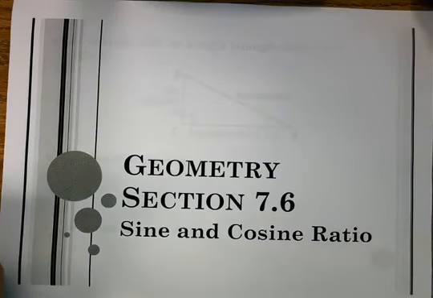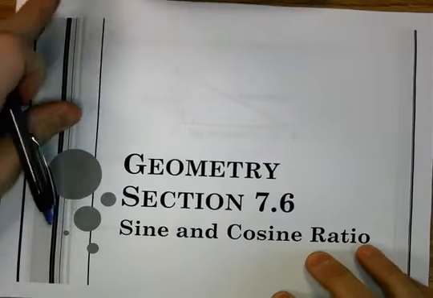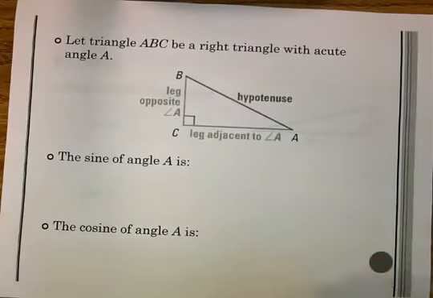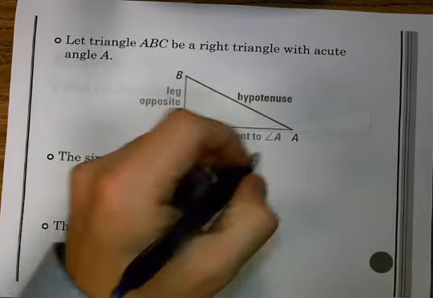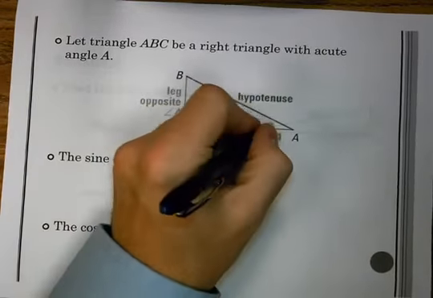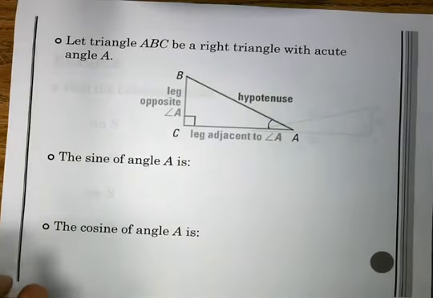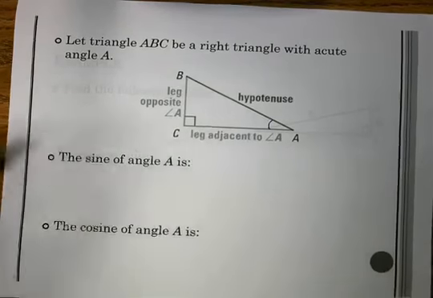In section 7.6, we're looking at sine and cosine ratio. In 7.5, we looked at tangent ratio, which was our first of our three trig ratios. This section, we finish it up. So, if we look at where we're starting here, we have triangle ABC, and that's a right triangle, and we're going to focus on acute angle A, which is this angle here. As with tangent, if you think back when we looked at it, tangent we said was opposite over adjacent.